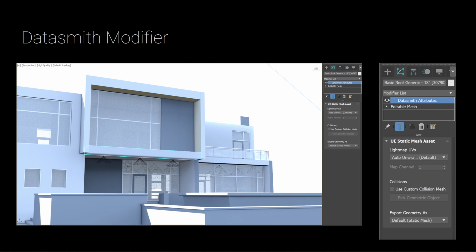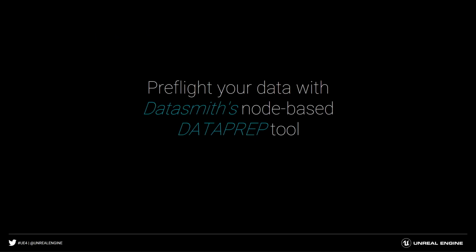So maybe you don't want to export your entire scene with all of that data. You just throw the Datasmith modifier on those objects that you want to export as bounding boxes, and you can be real selective in everything that you export. This next one is really great.